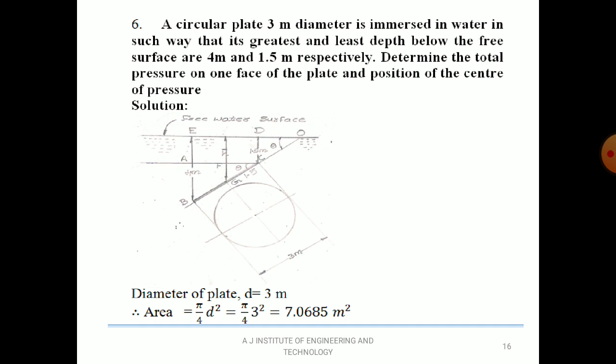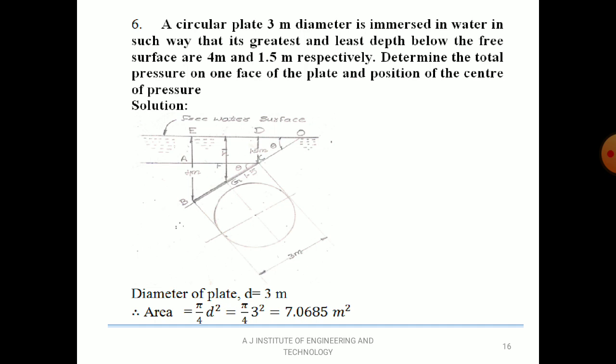So solution. Keep the circle in an inclined position and draw the inclined line, that is OB. Then the free water surface. Then the diameter you can represent, that is 3 meter. Then project the circle onto the inclined line. Mark the points B, G, C and O. BE is the greatest depth, given as 4 meter, and the lowest depth is CD, that is 1.5 meter. So EB equal to 4 meter, DC equal to 1.5 meter. Then mark the center of gravity G and GF, which will simplify your calculation.